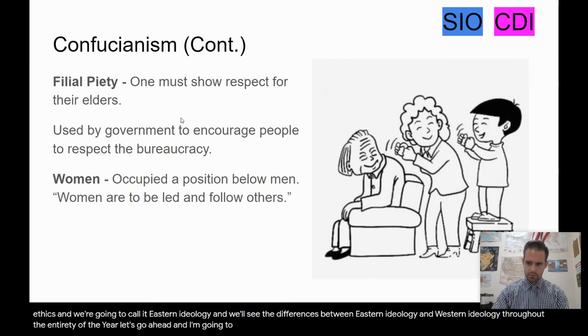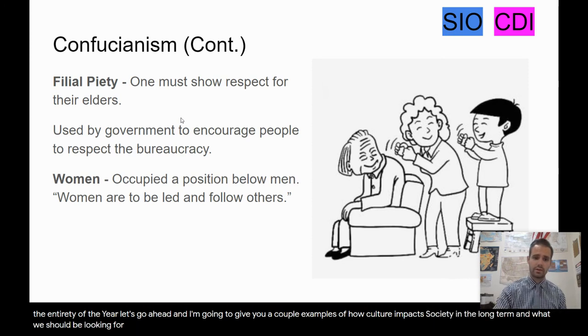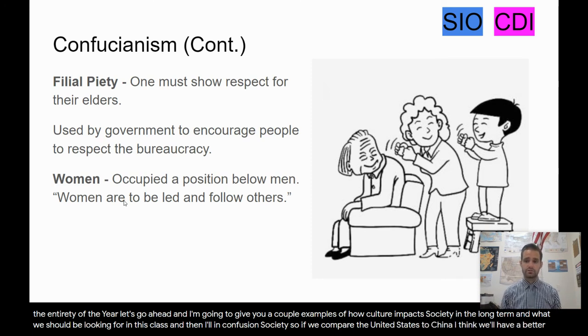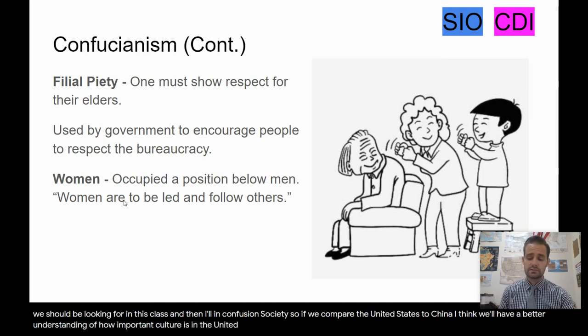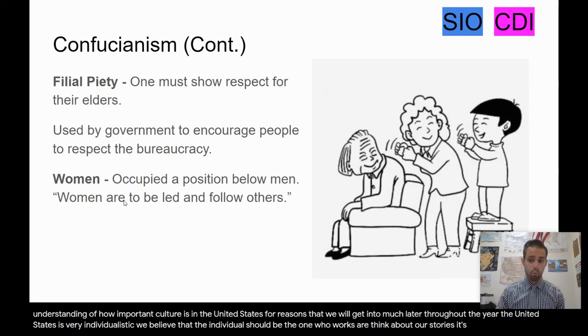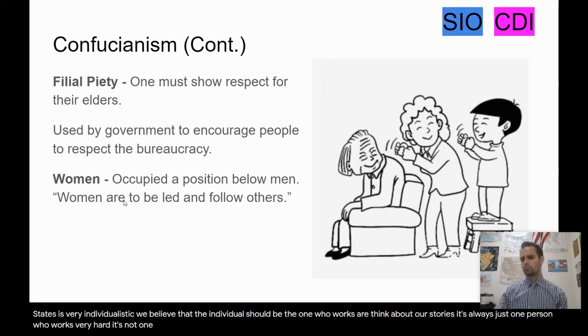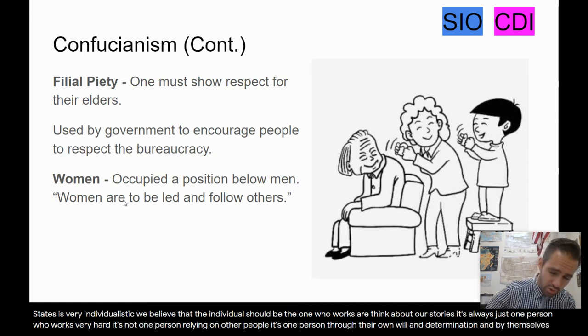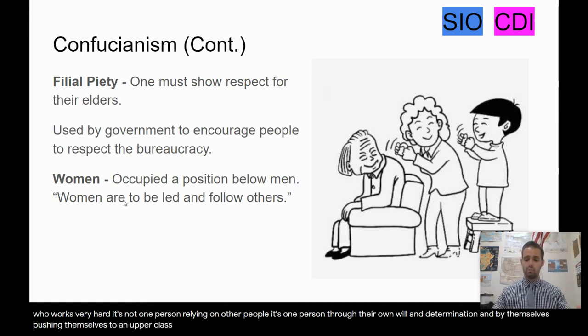Let's go ahead, and I'm going to give you a couple examples of how culture impacts society in the long term and what we should be looking for in this class. And then I'll tell you a story about a woman's place in Confucian society. So if we compare the United States to China, I think we'll have a better understanding of how important culture is. In the United States, for reasons that we will get into much later throughout the year, the United States is very individualistic. We believe that the individual should be the one who works hard. Think about our stories. It's always just one person who works very hard. It's not one person relying on other people. It's one person through their own will and determination by themselves, pushing themselves to an upper class or to wealth and success.